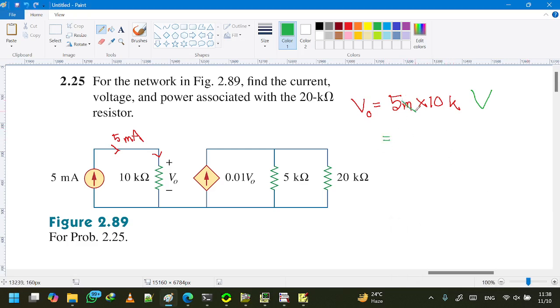So milli and kilo, 10 to the power minus 3 and 10 to the power 3, can be crossed out. So we can write V0 is 50 volt.